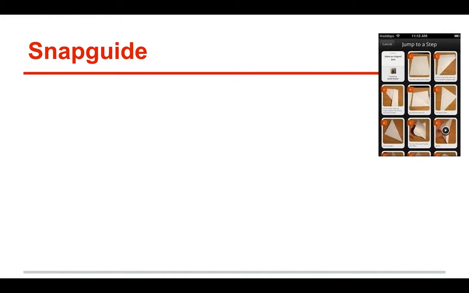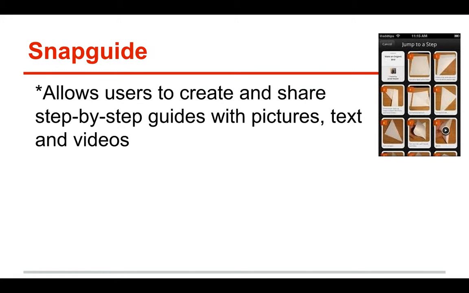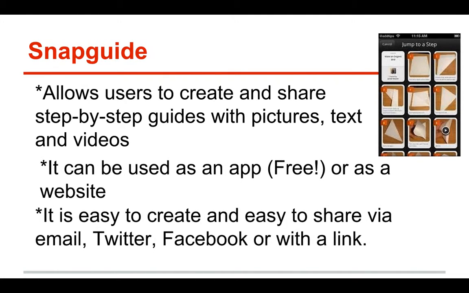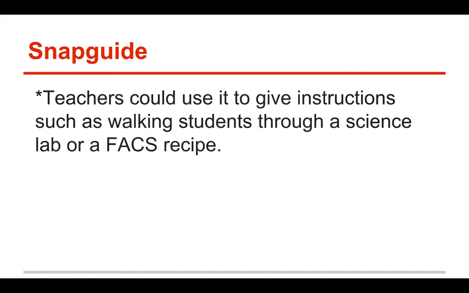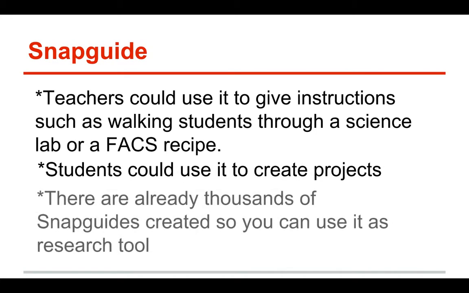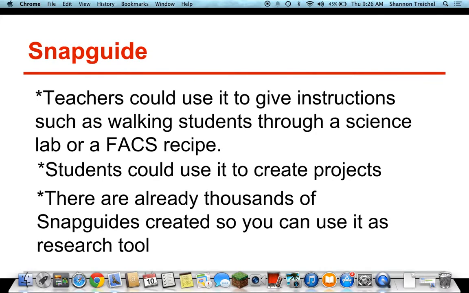The first one is SnapGuide. It allows users to create and share step-by-step guides with pictures, text, and videos. It can be used as an app, which is free, or as a website. It's easy to create and very easy to share via email, Twitter, Facebook, or with a link. Teachers could use it to give instructions, such as walking students through a science lab or a FACS recipe. Students could use it to create projects, and there are already thousands of Snap Guides created, so you could use it as a research tool.